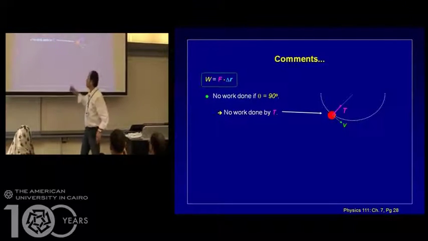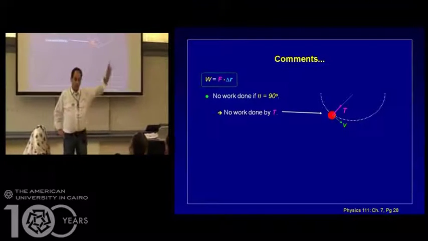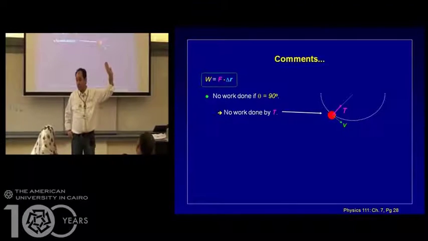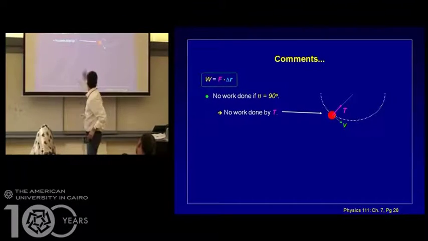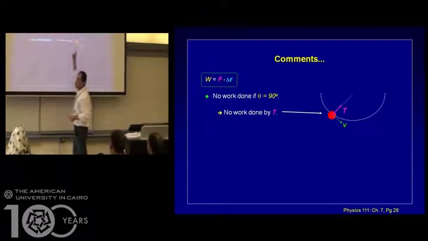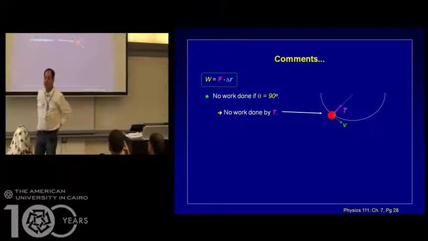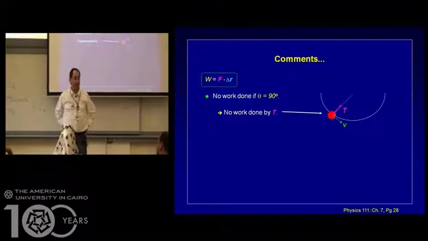Okay, so we said there are 3 cases where the work done is equal to 0. Either the force is equal to 0: is the tension equal to 0? No. Is the displacement equal to 0? No. Are the displacement and the force perpendicular to each other? Yes.